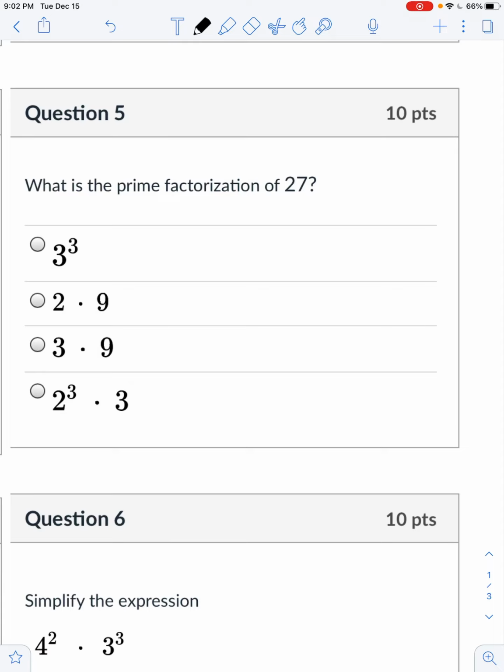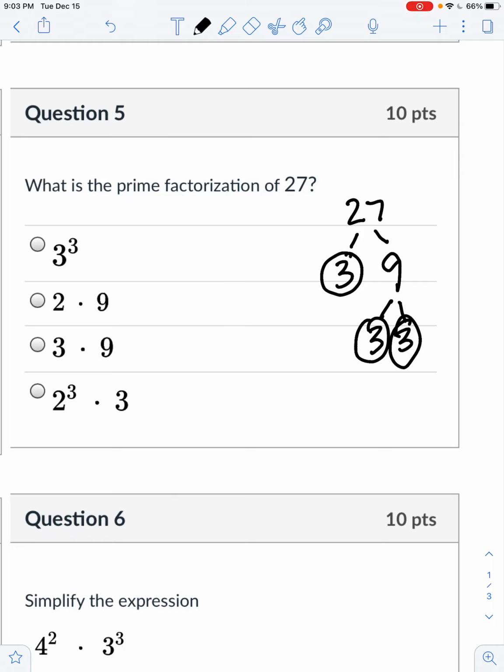Number 5 is similar once again. So 27. And you think to yourself, what times what gives me 27? Well, 3 times 9 gives me 27. 3 is a prime number, so I'm going to circle it. Then I have to find a multiplication of 9. 3 times 3 gives me 9. So now I am finished. I have no more branches. They're all prime. And here, as you can tell, I have 3, and I am multiplying it 3 times. So this is going to be 3 cubed.